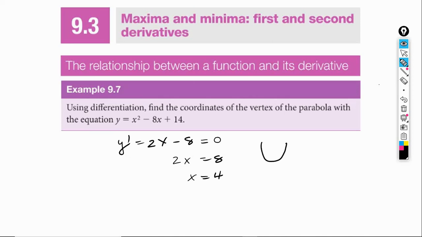Graphically speaking, if this is the vertex, the slope of the tangent line is 0 there. But we still have to plug in the 4 in the original function to find the y coordinate. So y would equal 4 squared minus 8 times 4 plus 14, and this is equal to negative 2. Therefore, the coordinates of the vertex of the parabola are (4, -2).